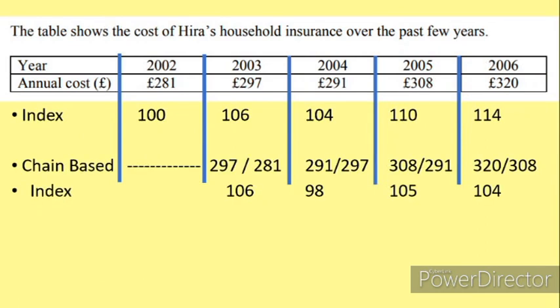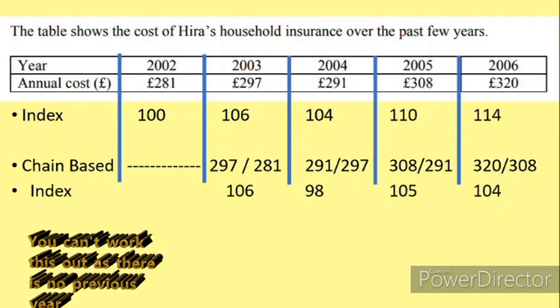Okay, here's the answers, and here's what you're working out. Just to be clear, for 2005, 308 as I said, and 291 is the previous one. They are slightly different. My first one will always be the same because it's exactly the same calculation. But if you look at 2004, my chain base says that there's a 2% decrease, but my index number means there's a 4% increase.